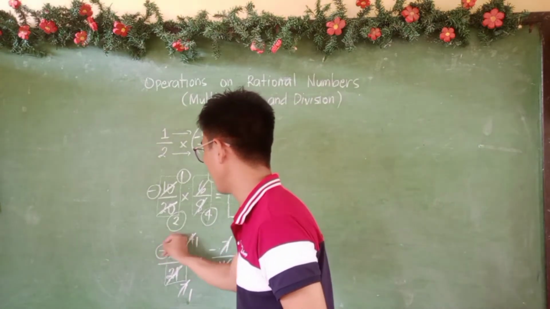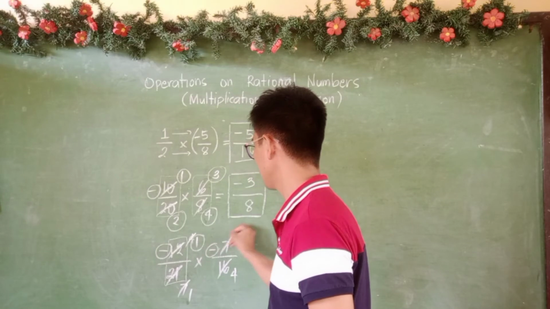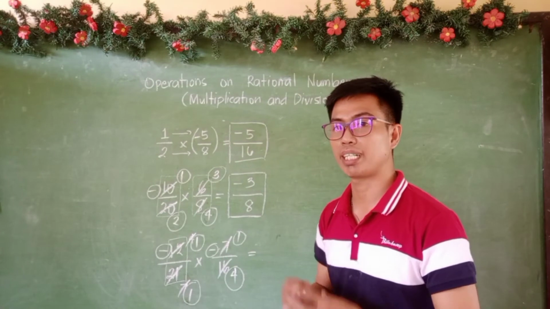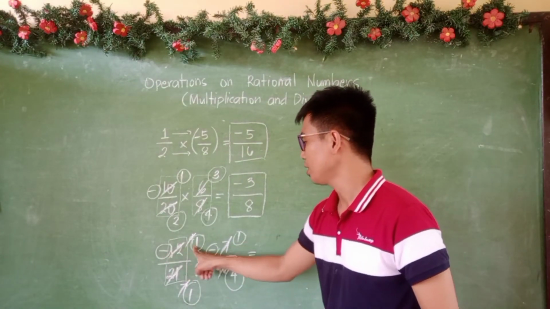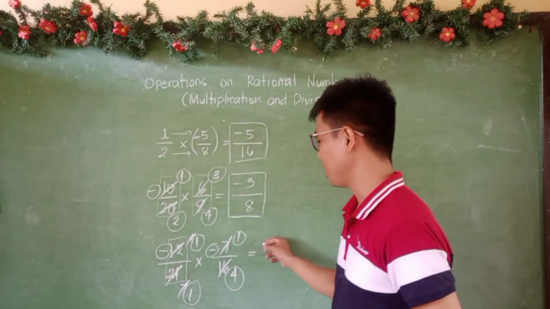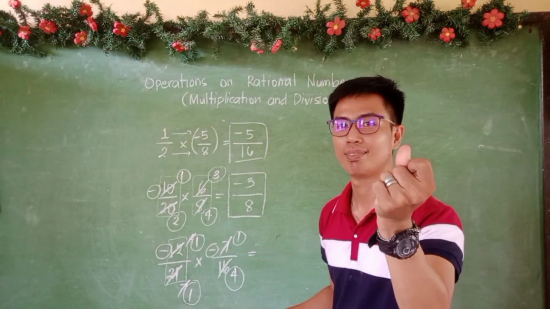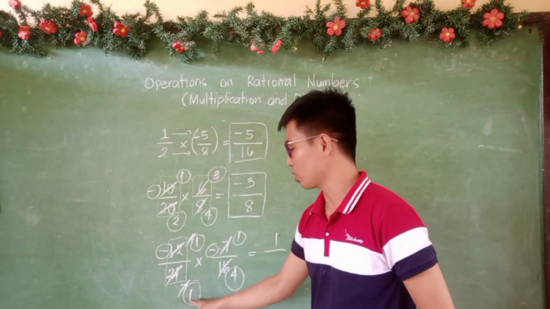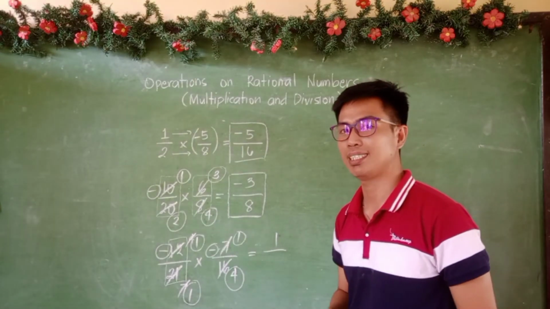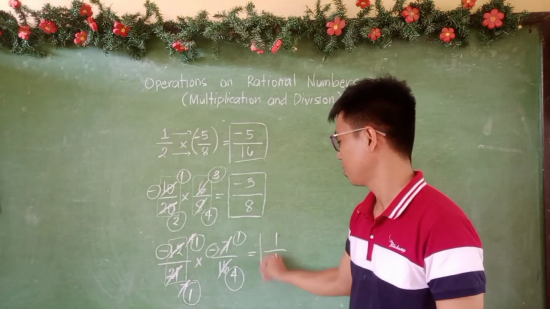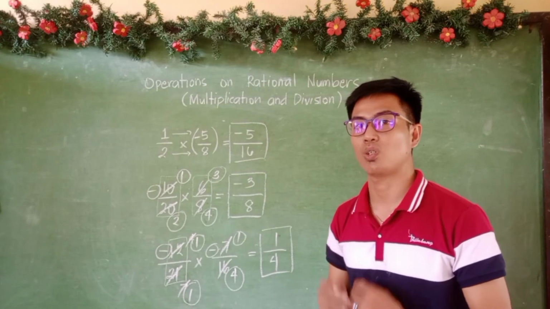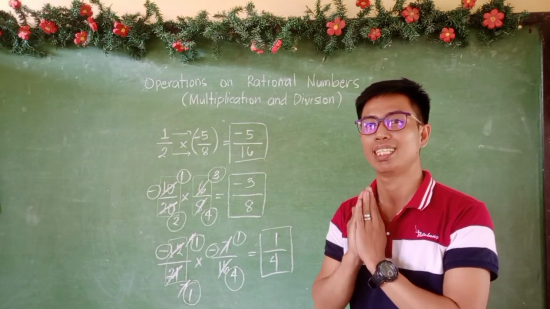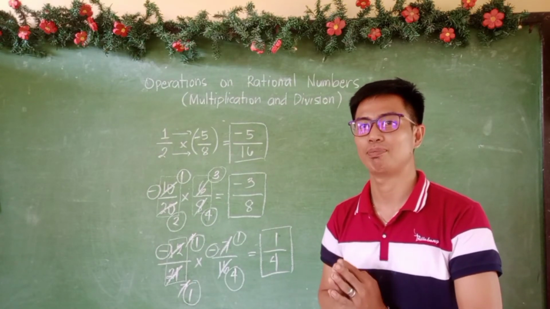So we have here negative 1, 1, and 4. So multiplying yung mga natira natin, we have negative 1 times negative 1, the result will be negative times negative, positive. So that is positive 1. And para sa denominator, 1 times 4, the result will be 4. And the final answer is 1 over 4. And that is how you multiply rational numbers in fraction form.